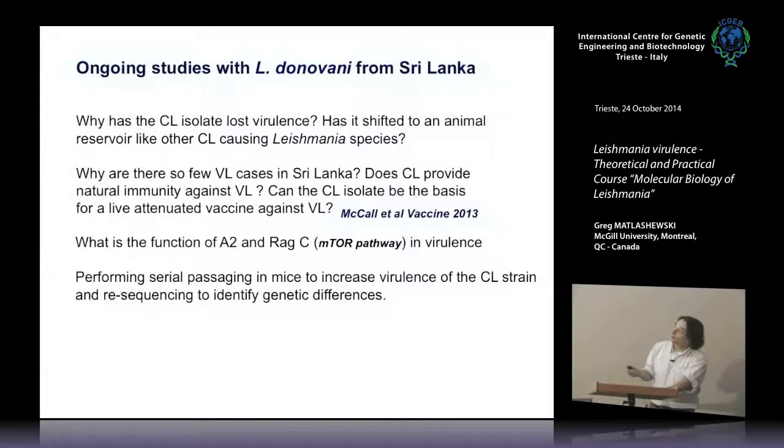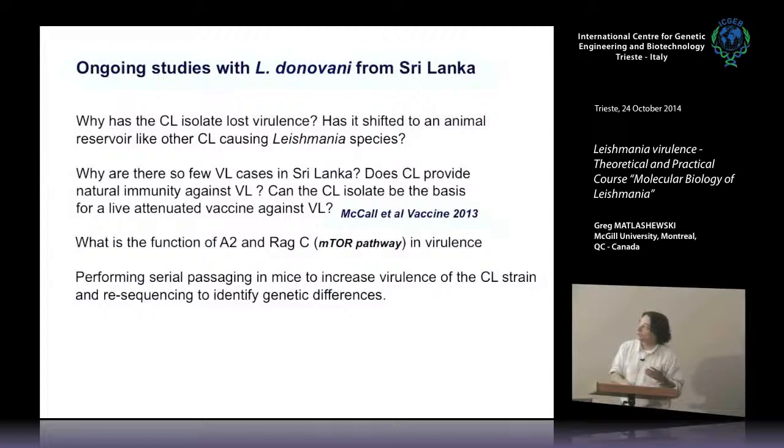Again, what are the functions of A2 and RAG-C? This is something that needs to be looked at more at the molecular level. But the other problem we have is we have thousands of SNPs, basically. How do you know which ones are important, which ones aren't? So we still have that problem. We can identify some of them manually, and we think some of them might be important, but we're still guessing at this point. So how do you address that problem?